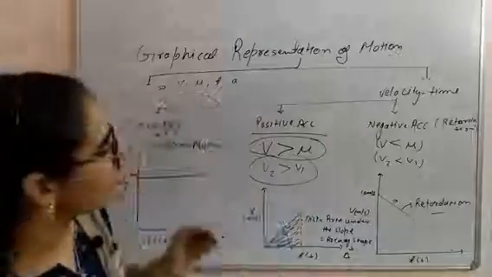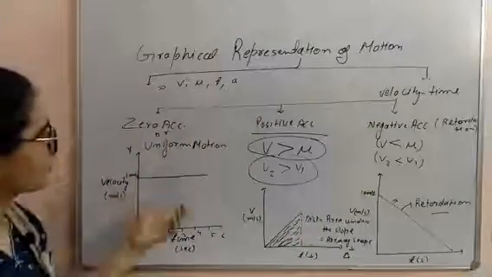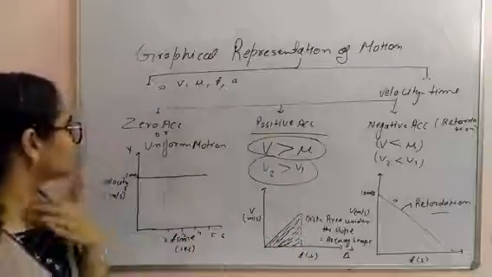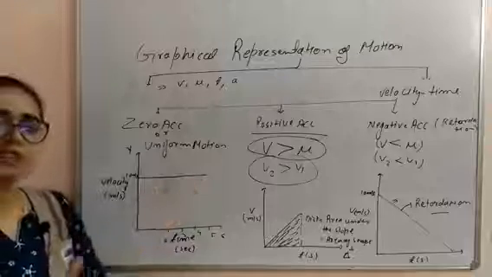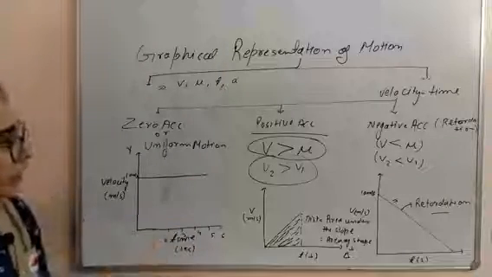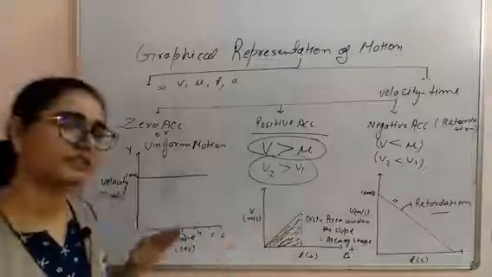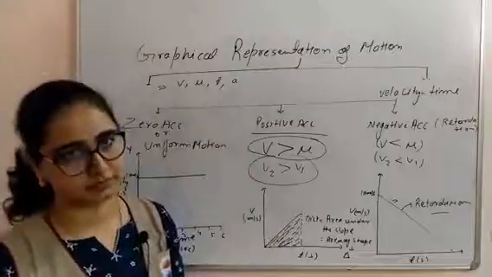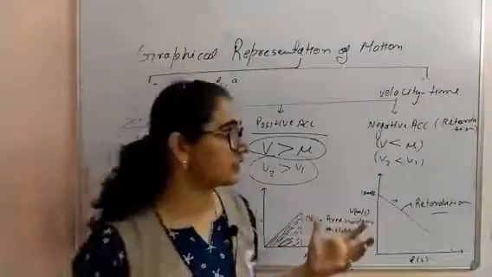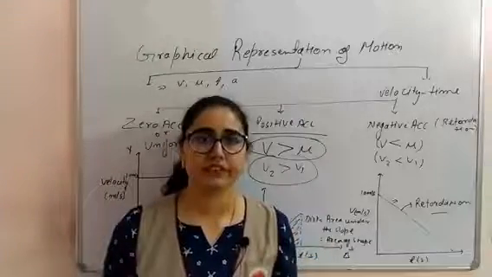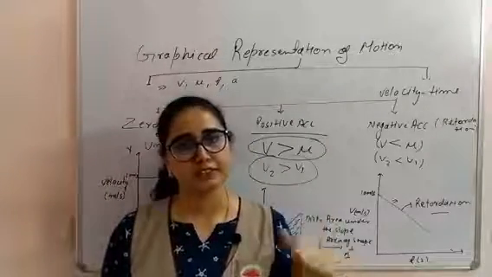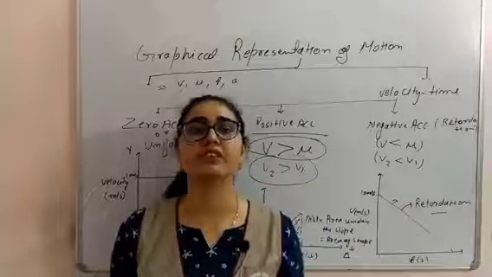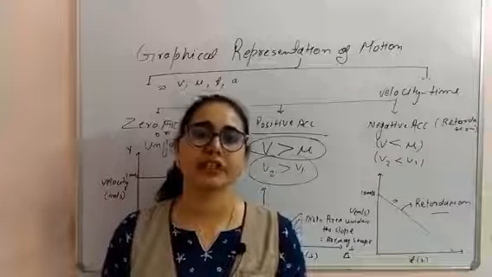While we are talking about the vt graph, there are also three types of graph: zero acceleration, positive acceleration and negative acceleration. Clear? Zero acceleration means the object is moving with constant velocity, it is not changing its velocity. In positive acceleration, the object's velocity is increasing. In negative acceleration, the object's velocity is decreasing. Clear? So revise these things, and I'm going to send you material to revise the graphical representation of motion, and in our next class we are going to study graphical representation of non-uniform accelerated motion.